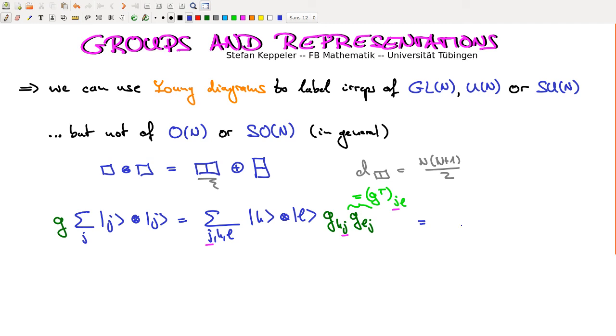But it's an orthogonal matrix, so we get a unit matrix. That is, the matrix elements are just a Kronecker delta. So we have tensor product e_k tensor e_l, and now it's delta_kl here. This means we can throw away one sum. Let's say we keep k, the sum over k of e_k tensor e_k, and we see that the thing is really invariant under these orthogonal matrices.